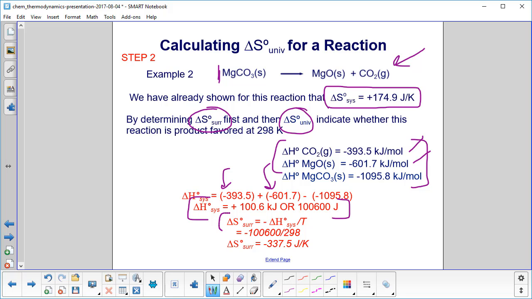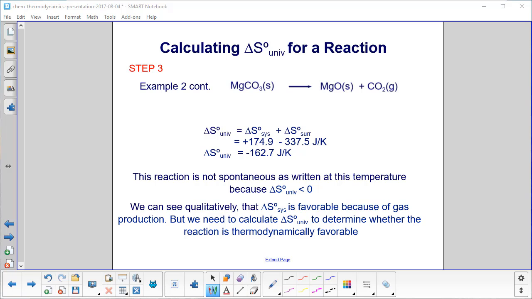We then find our standard entropy change for the surroundings by taking the negative of that and dividing it by the temperature we're at, which is 298 Kelvin. And we get delta S naught surroundings is negative 337.5 joules per Kelvin. Let's finish up here. We have our delta S naught for the universe. We have to add the two values for the system and the surroundings. And we get a negative 162.7 joules per Kelvin.